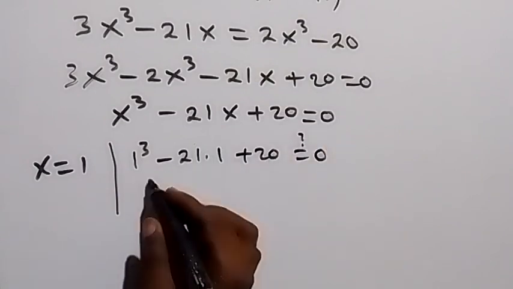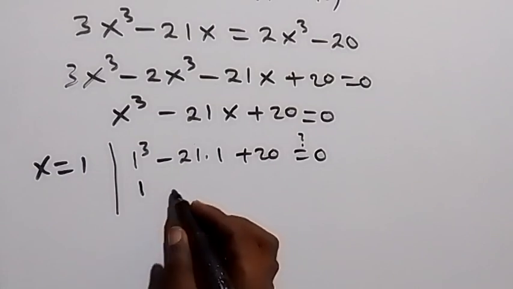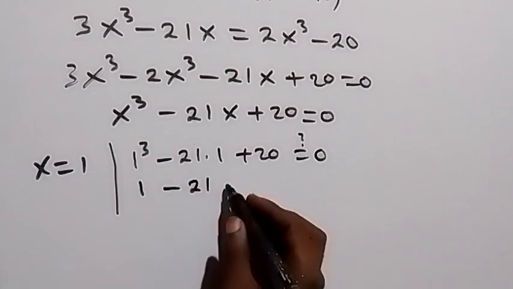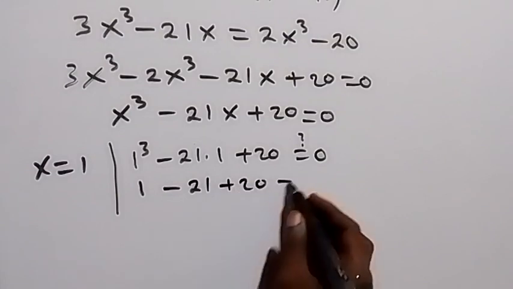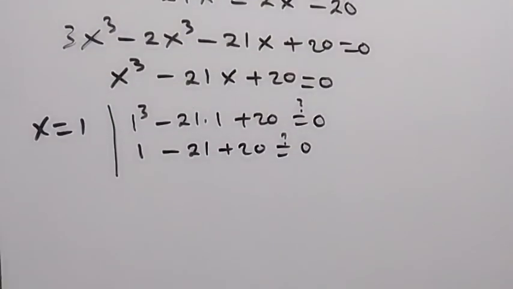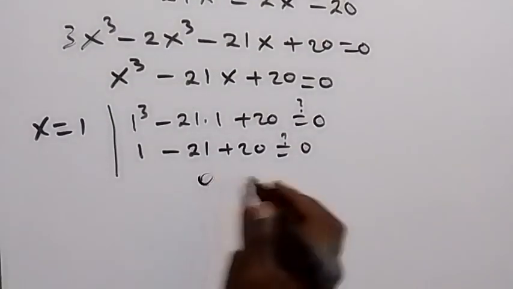Then when we put it, 1 raised to power 3 is 1, then minus 1 times 21, that's minus 21, plus 20. Is this giving us 0? We discover that 1 minus 21 is minus 20, and minus 20 plus 20 will be 0, equals 0 there.